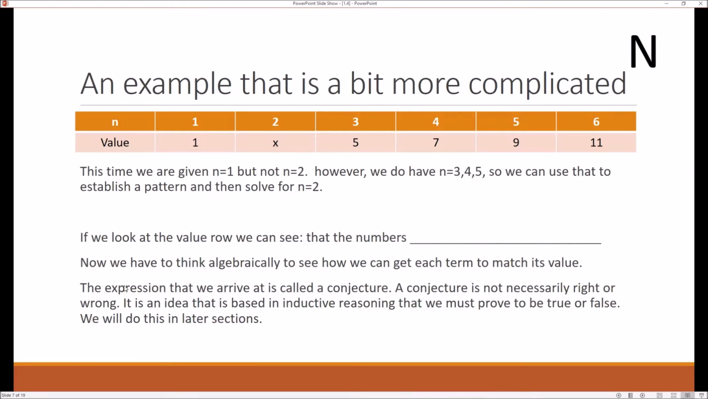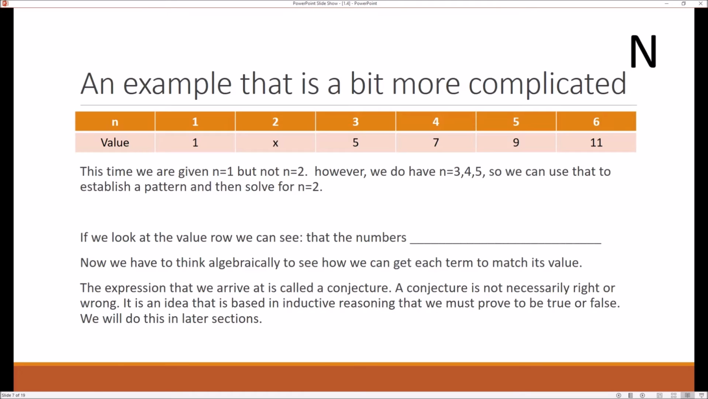Now what we just came up with, this expression, is called a conjecture. We know from n equals 1 through n equals 6 it holds up. And let's test n equals 6 real quick. 2 times 6 is 12, minus 1 is 11. That checks out. So this conjecture holds for all of the data that we have available.